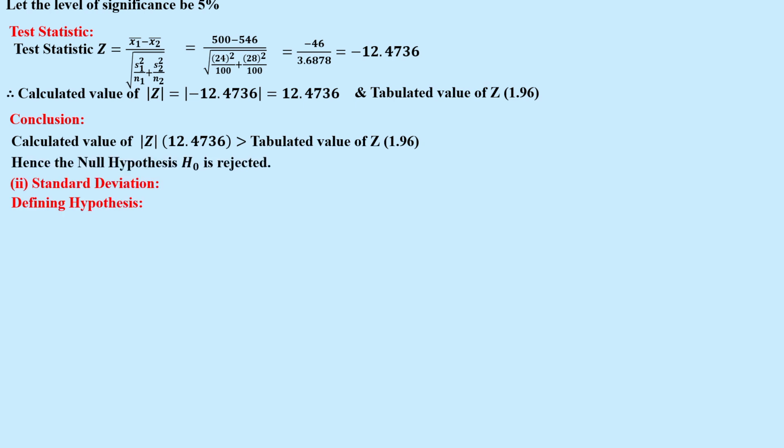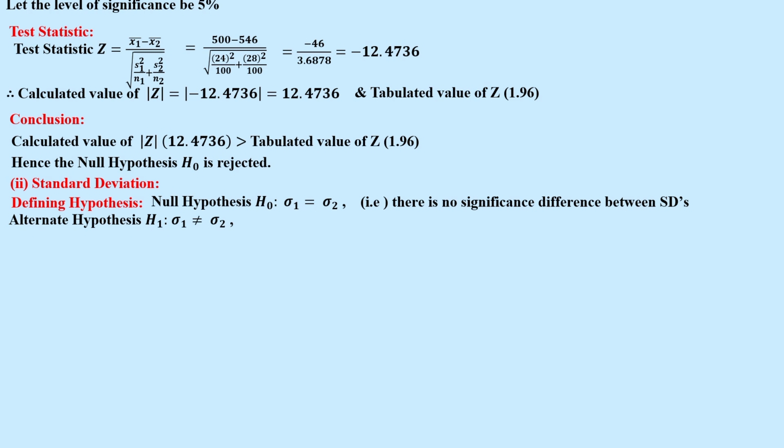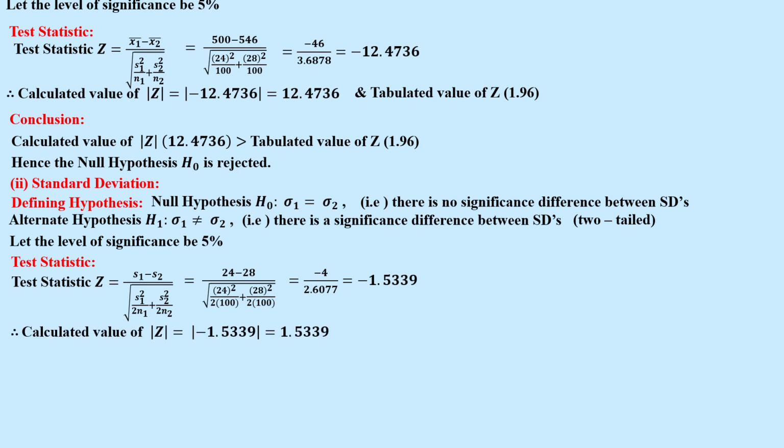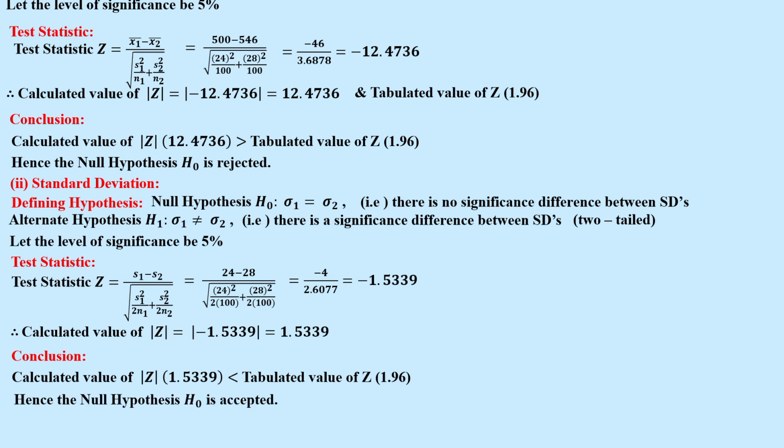Next, the standard deviation. Defining the hypothesis: null hypothesis H0, there is no significant difference between the standard deviations. Alternate, there is a significant difference between the standard deviations. Test statistic Z is equal to s1 minus s2 by root of s1 square by 2n1 plus s2 square by 2n2. Substituting the values, 24 minus 28 divided by root of 24 square by 2 into 100 plus 28 square by 2 into 100. So that is the same value. Taking the modulus value, the calculated value is 1.5339. The calculated value is less than tabulated, therefore H0 is accepted.